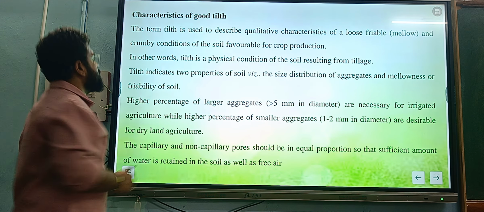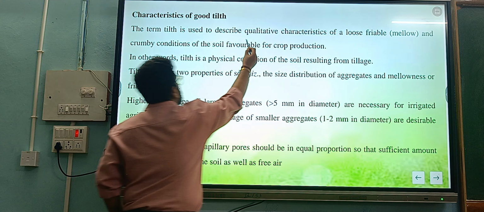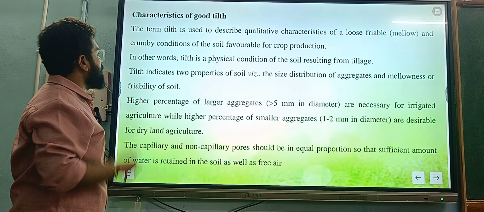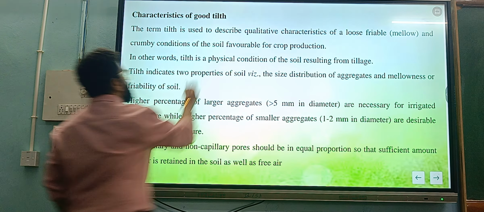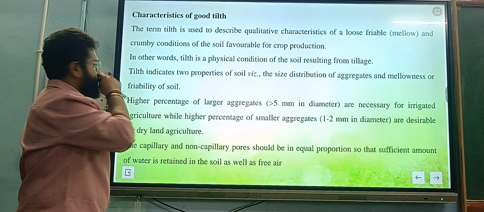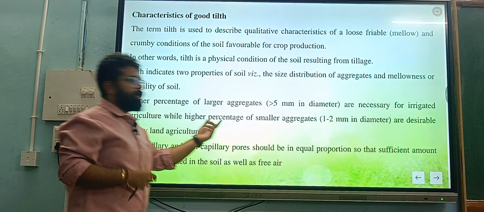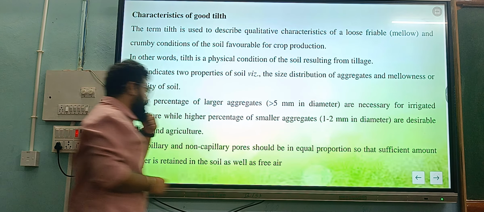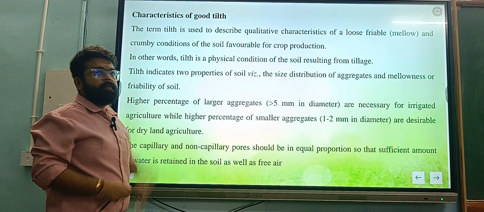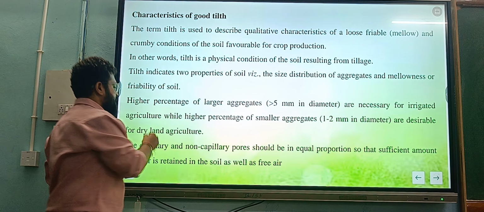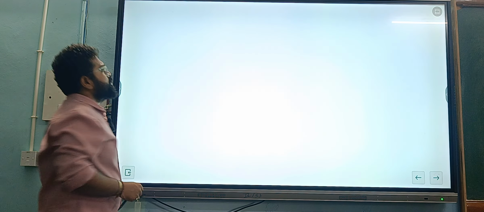The next topic is the characteristics of a good tilth. What are the characteristics? The term tilth is used to describe the quality characteristics of a loose, friable and crumbly condition. In other words, tilth is a physical condition resulting from the tillage. A higher percentage of larger aggregates of more than 5 mm diameter is required for irrigated agriculture, while a higher percentage of smaller aggregates of 1 to 2 mm is desirable for dryland agriculture.